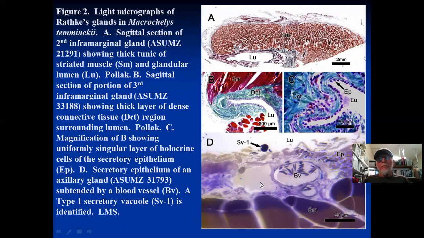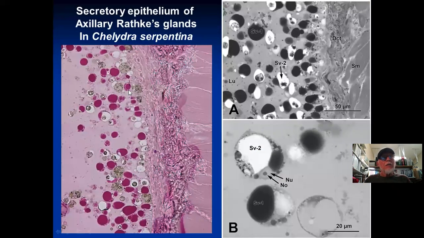So I was somewhat surprised not to find large numbers of these type 1 secretory vacuoles. As you can see in this next slide, here is the common, we'll call it the common snapping turtle, with these type 1 secretory vesicles, very prominent everywhere. And type 2 secretory vesicles, which are not identified here, are these other structures I'm pointing to right now.